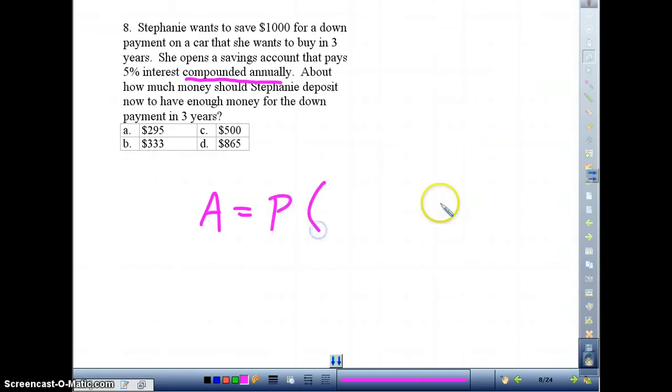Your principal amount multiplied by 1 plus your rate in decimal form divided by the number of compounding periods raised to the nt. N is your number of compounding periods and T is your time in years. All right? P is your principal, or the initial amount of money that you're saving. Well, that's what we don't know. About how much money should she deposit now? That's this right here. That's what we don't know.